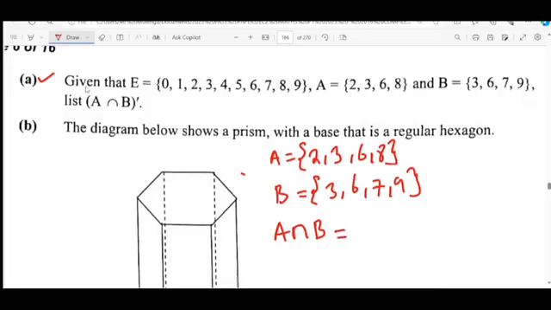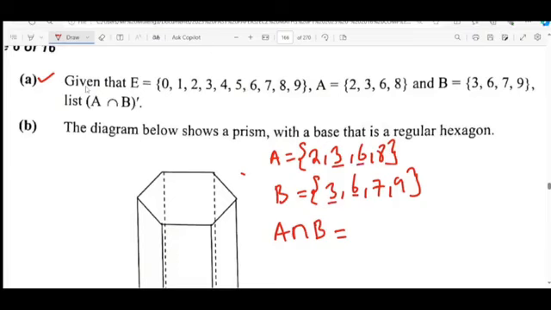So when you look at set A, you have 2, 3, 6, 8. When you look at set B, you have 3, 6, 7, 9. So which elements are common? You can see that we have a 3 right here in A, and we also have a 3 here in B. We have a 6 in A, and we also have a 6 in B.